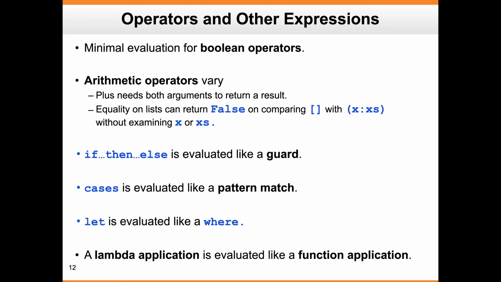Equality on lists returns false on comparing an empty list with a non-empty list without examining the non-empty list. Neither of the components of the non-empty list, neither the first element nor the rest of the list. If then else is evaluated like guards, case, which is another construct in Haskell, is evaluated like a pattern match, and let is evaluated like a where.